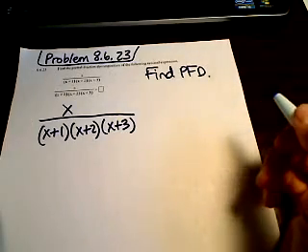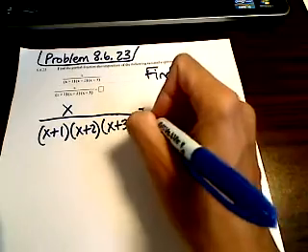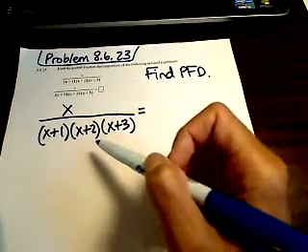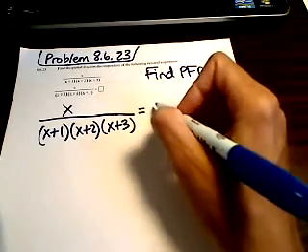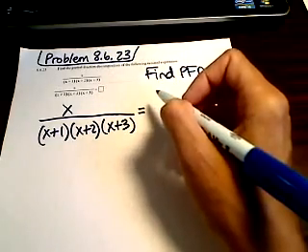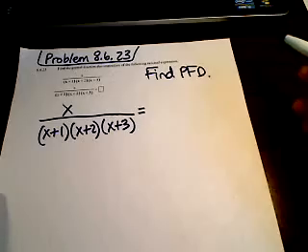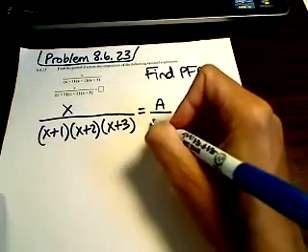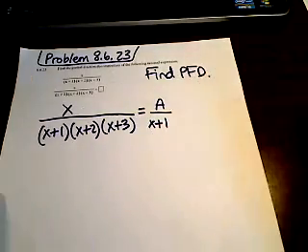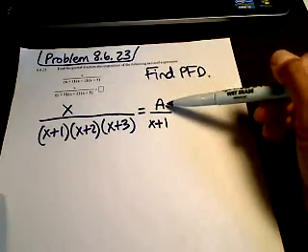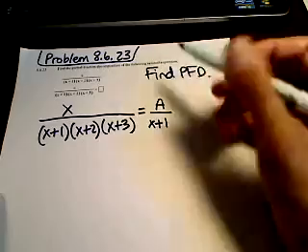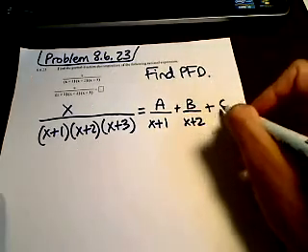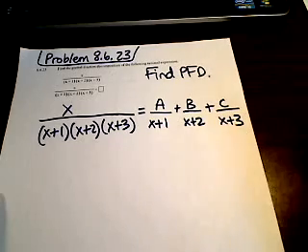So the first thing we need to do is do the setup, and each of these factors in the bottom are linear factors and they're not repeated. So that's a case 1 scenario if you looked at the 4 cases that you were talking about in section 8.6. It's an unrepeated linear scenario, linear factors. So we would say that we're going to set it up with A over x plus 1 plus B over x plus 2 and then C over x plus 3.